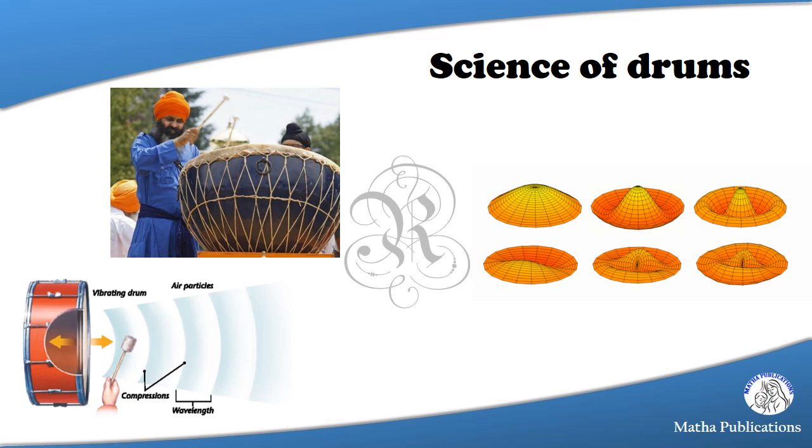Volume depends on the size of the vibrations that are made. When we hit a drum hard, it makes big vibrations and a loud sound. Hit a drum softly and the vibrations are smaller and the sound is low.